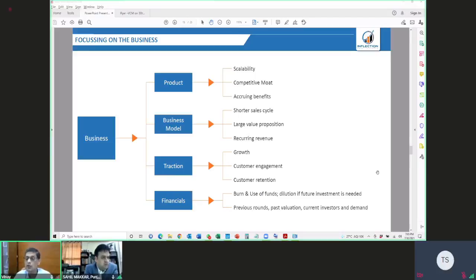Is the business model a shorter sales cycle or a longer sales cycle? Are you creating a large value proposition? Will you get recurring revenue? The subscription model versus the pay-as-you-go model. Traction, are you seeing huge growth?